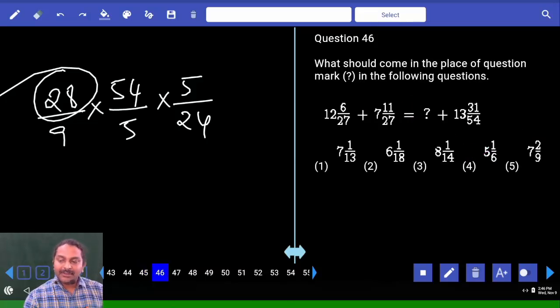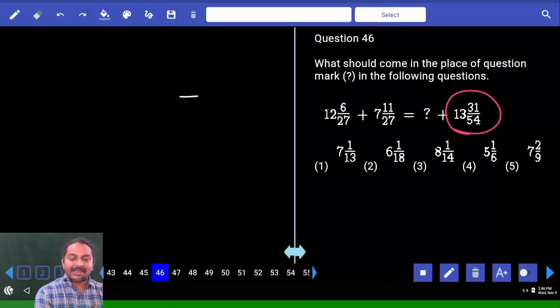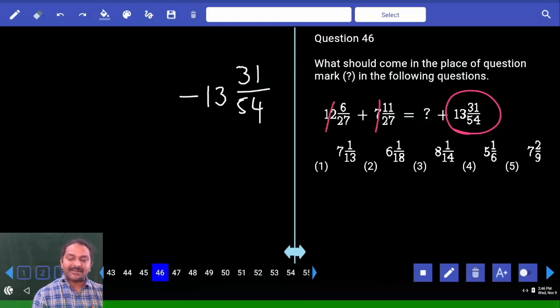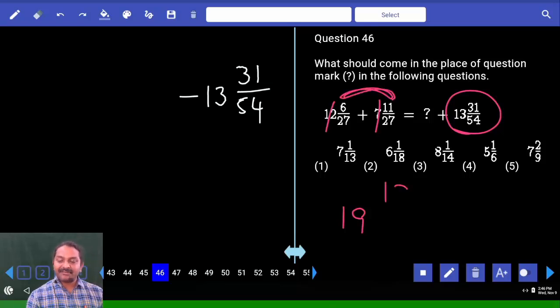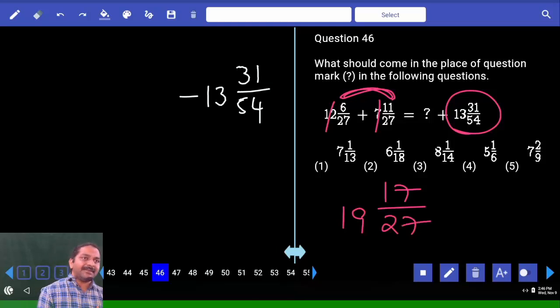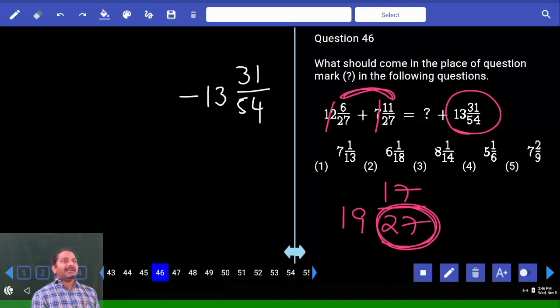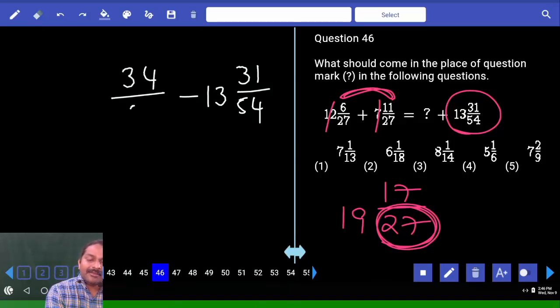Come on. You need to take this fellow to the left hand side and it becomes minus 1331 by 54, correct? 12 plus 7 and remaining 2 fractions we have to add, right? Then it becomes 17 by 27. Denominators are same, correct? But in our negative number, what is the denominator? But how much is in positive number? So I want to have 54 in both cases. So I'll multiply the 17 by 27 fraction, both numerator and the denominator, with 2. Then we will get 34 by 54.